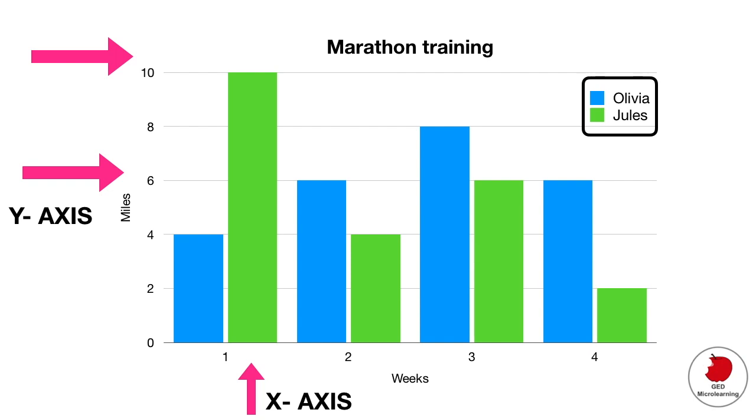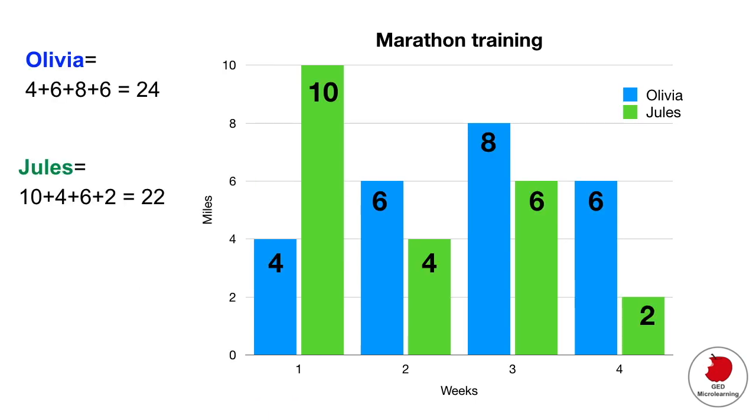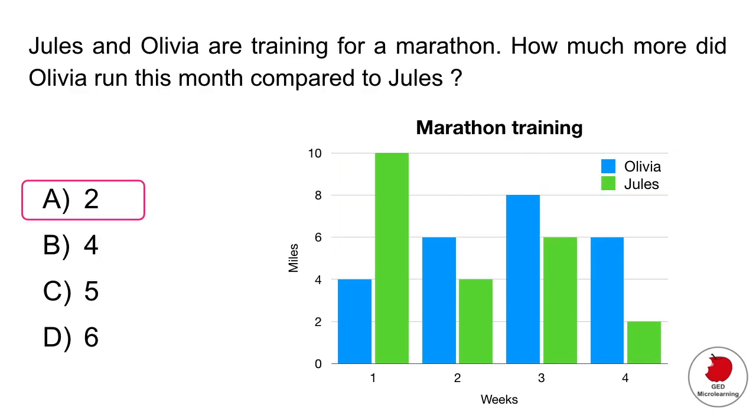Okay, so all you have to do is add up the number of miles that each of them clocked in. You can see that Olivia had a total of 24 in 4 weeks, and Jules ran a total of 22 miles. Okay, so the difference is 2 miles. Answer A.